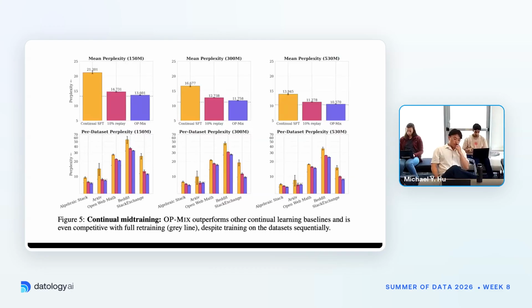Right. So in continual mid-training, the setting is we trained on each of these data sets one at a time. We took this off-the-shelf model and then trained on these data sets individually. Here the gray line is the retraining baseline. We dedicated a certain amount of compute to training on each of these data sets, and the gray line is if we took 5x the compute and trained on all of them. The goal is to get closer, ideally even beat the gray line.